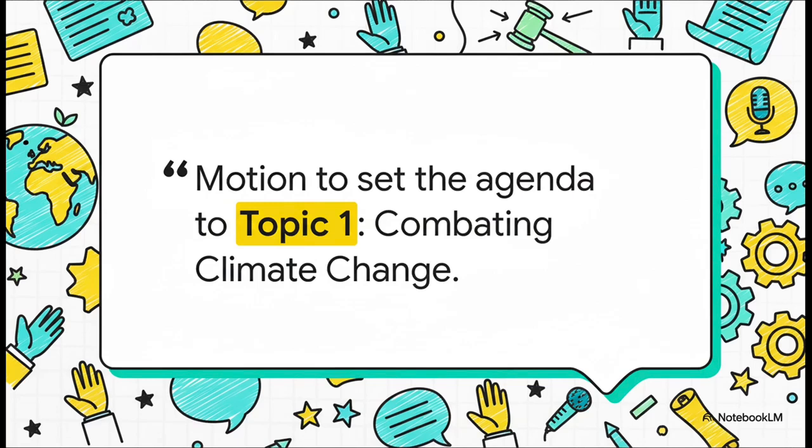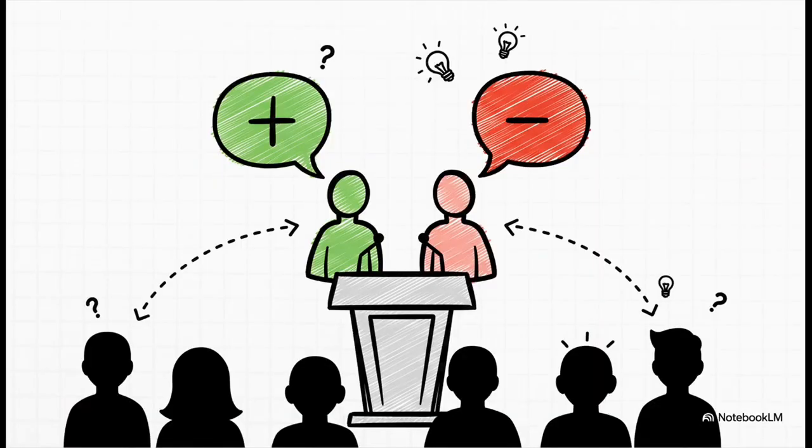Okay, so it all kicks off when one delegate gets the chairperson's attention and makes a formal motion. They'll stand up and say something just like this, stating exactly which topic they want the committee to focus on. Next up, the chair will open the floor for a few speakers, usually 1 or 2 for the motion and 1 or 2 against. This is your first real shot to persuade the room. It's your chance to argue why your preferred topic is way more urgent or important than the other one.